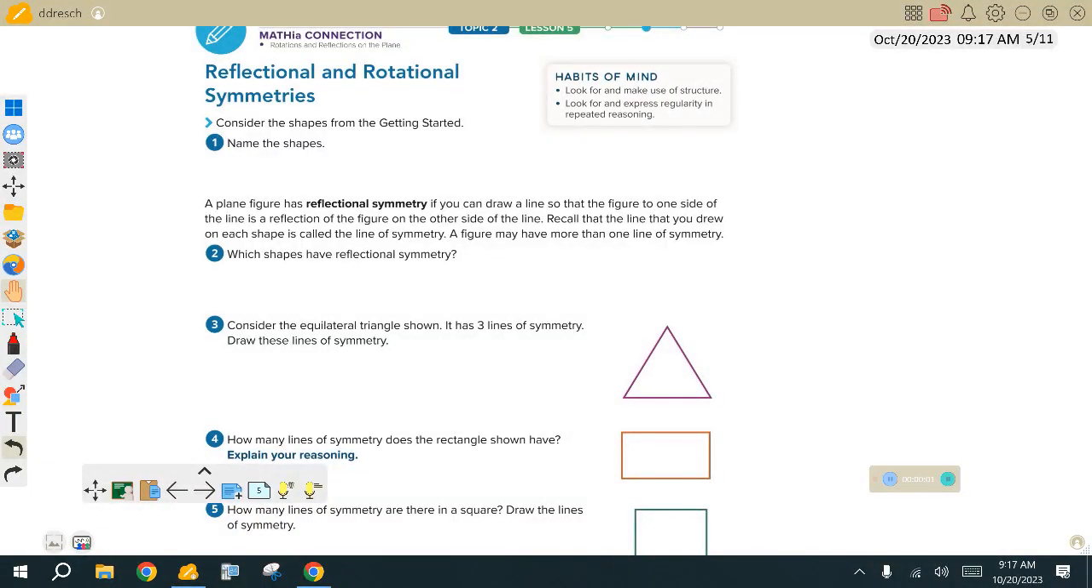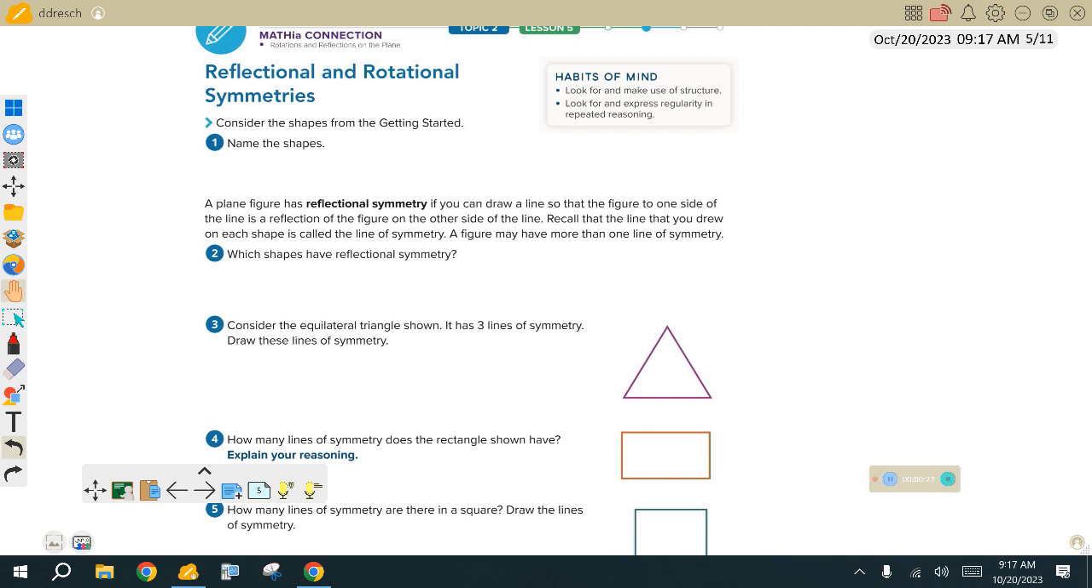You should just know in general what symmetry is. Symmetry usually makes things look kind of nice, right? If you were able to cut down the middle and fold left to right, you should be symmetrical. Left side, right side, you should match up nicely.